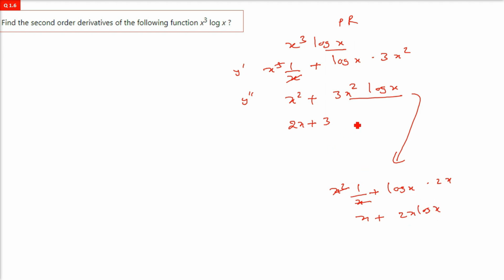Now just put it here with a multiple of 3. So 3 into x plus 2x log x. You get 2x plus 3x plus 6x log x. 2x plus 3x is 5x plus 6x log x. This will be your final answer.